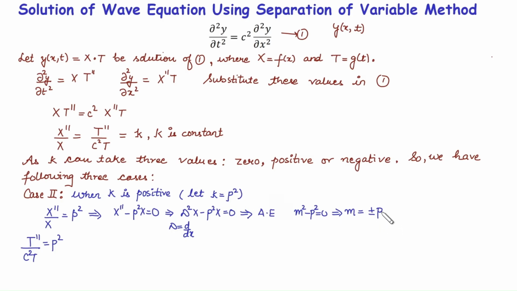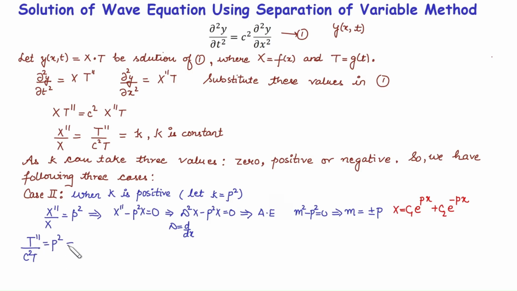So if we are getting two roots and both the roots are real, how do we write the solution? X is equal to c1 e raised to power the first root, let it be the positive root p, into the variable, and the variable is x, plus another constant c2 e raised to power the second root, let it be the negative root, into the variable, that is x. So this is the value of X we get in the case of a positive number.